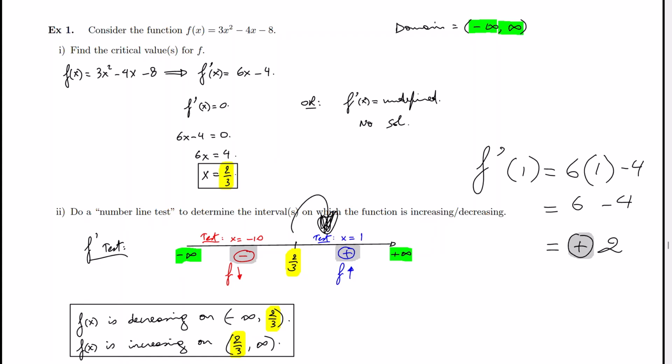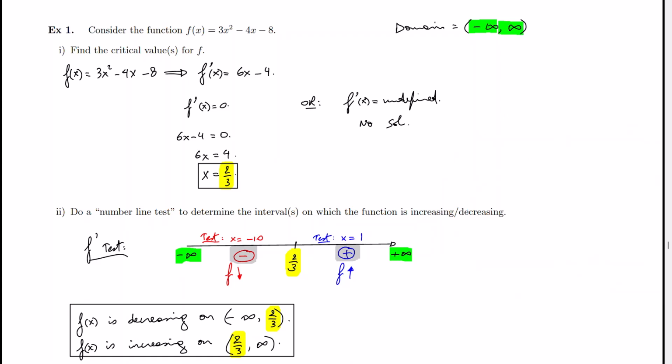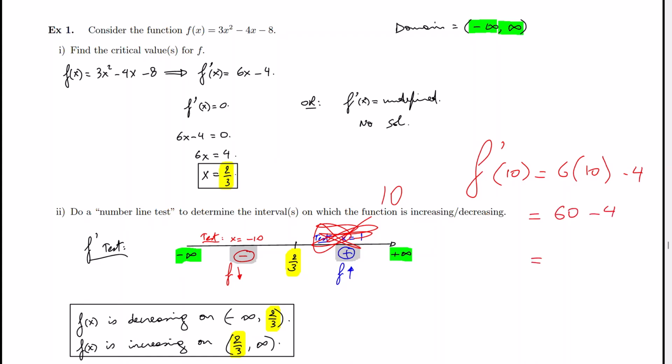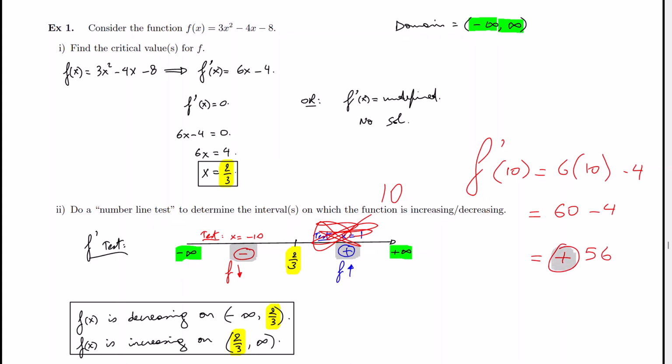We don't care about the 2 itself because remember, the 1 for the test value you chose is random. The only requirement is that it's bigger than 2/3. And so again, what if you decided to go with a different number? Let's say you decided to go with 10, for instance. So instead of the 1, you chose 10. What would happen is you would get f prime of 10, which would be 6 times 10 minus 4, which is 60 minus 4, which is 56, and that's a positive value again. And notice how it is positive, and that's the only thing that counts. That's the only thing that goes on the test itself.